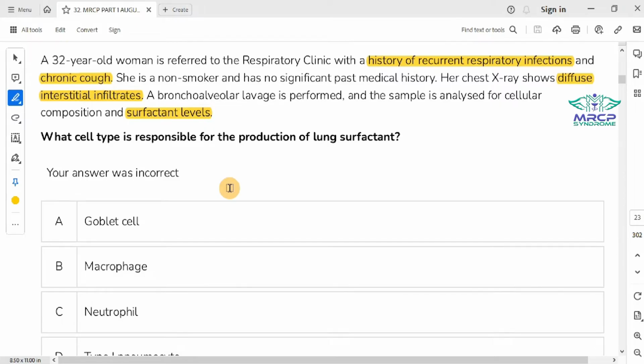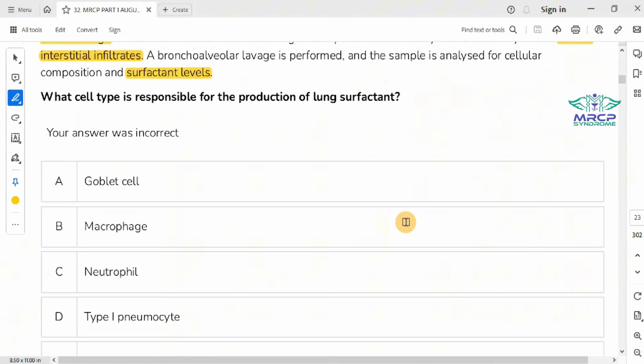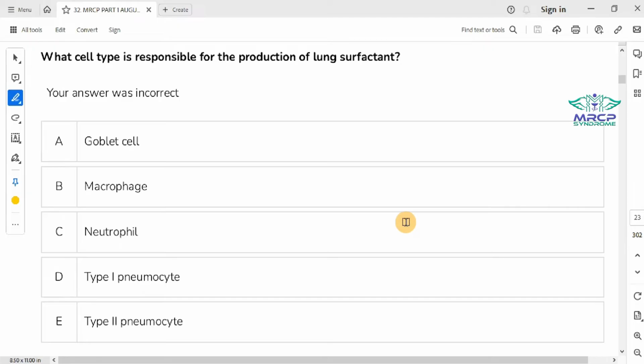A 32-year-old woman is referred to the respiratory clinic with a history of recurrent respiratory infections and chronic cough. She is a non-smoker and has no significant past medical history. Her chest X-ray shows diffuse interstitial infiltrates. A bronchoalveolar lavage is performed and the sample is analyzed for cellular composition and surfactant levels. What cell type is responsible for the production of lung surfactant? Goblet cell, macrophage, neutrophil, type 1 pneumocyte, or type 2 pneumocyte?